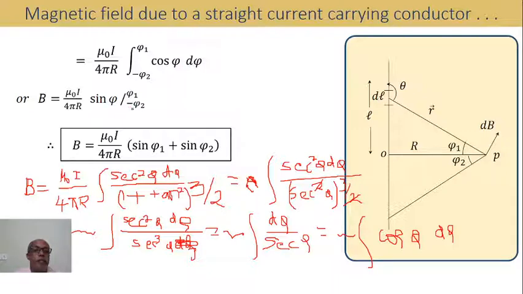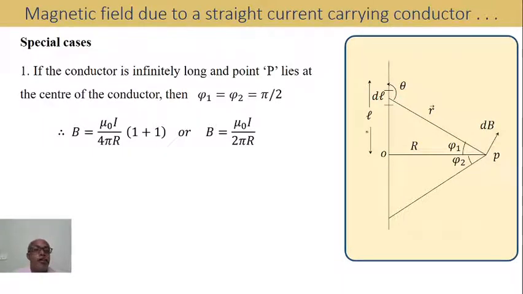Applying the limits of integration, minus phi 2 to phi 1, therefore B will be equal to mu naught I by 4 pi r into sin phi 1 plus sin phi 2. This is the final expression for the magnetic field due to a straight current carrying conductor at a point which is at a distance r from the midpoint of dl. This is the net magnetic field due to the entire length of the conductor.